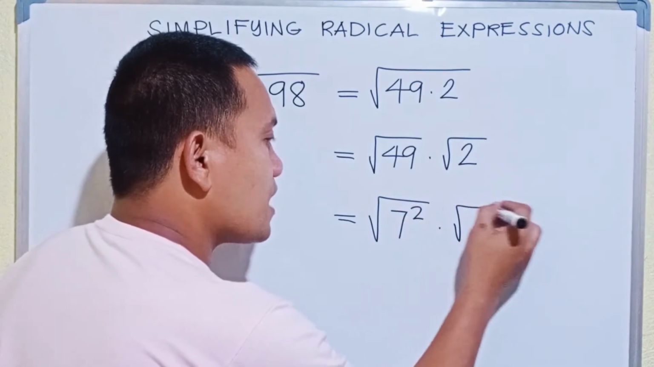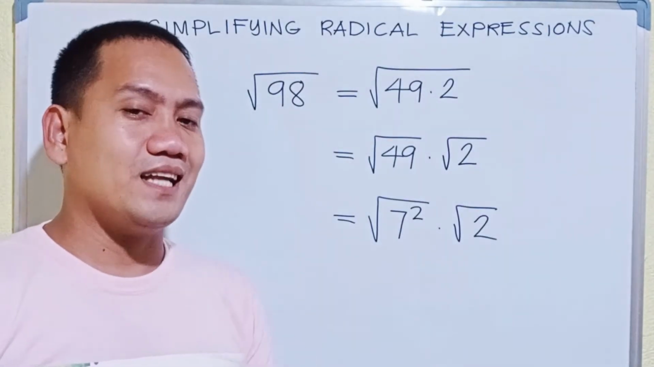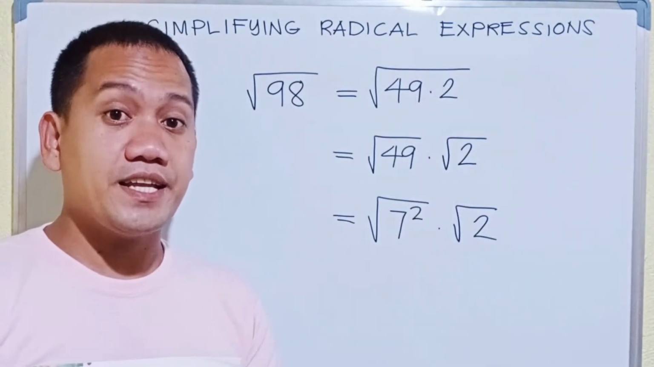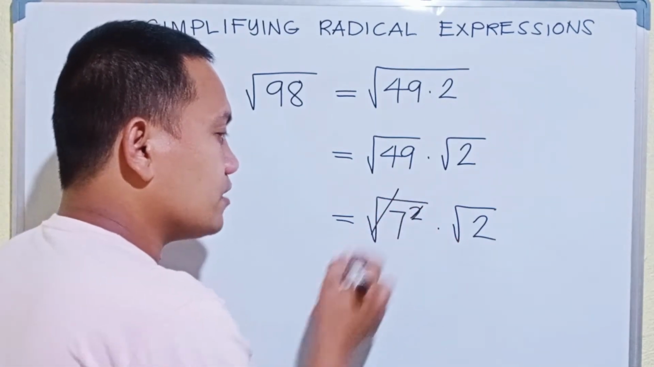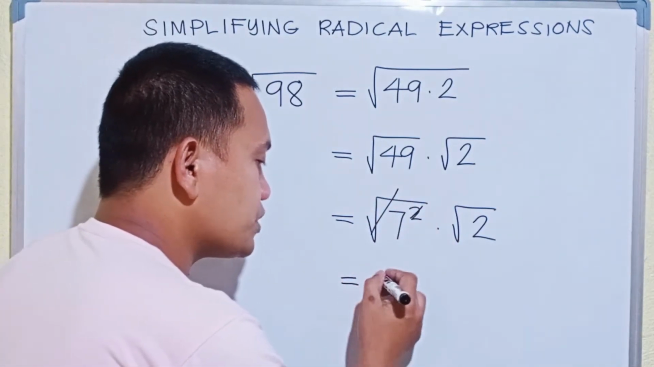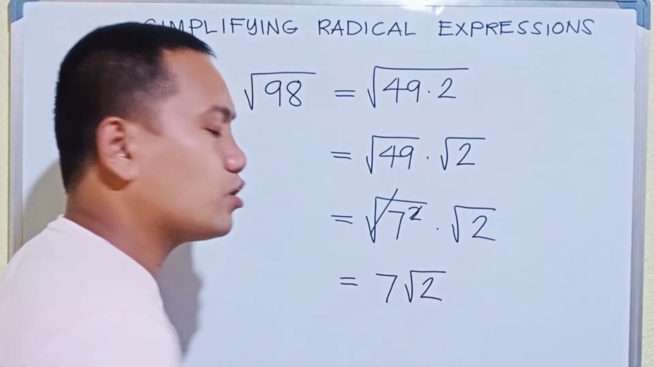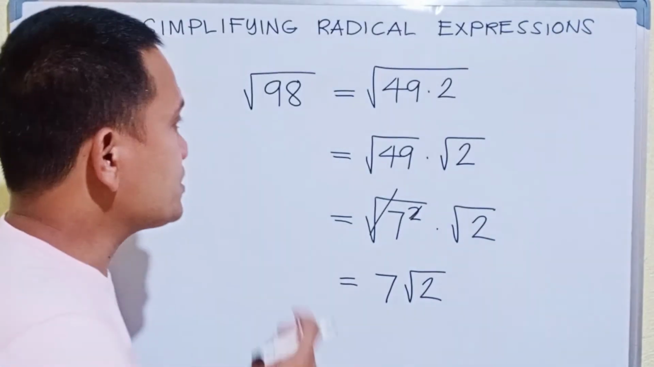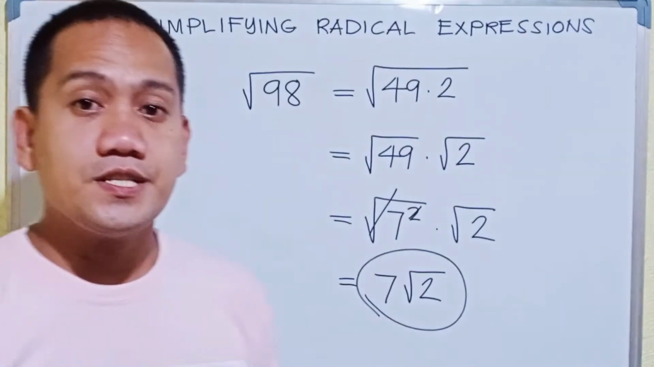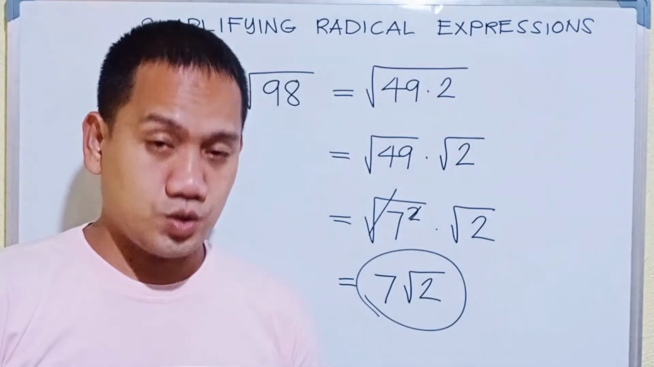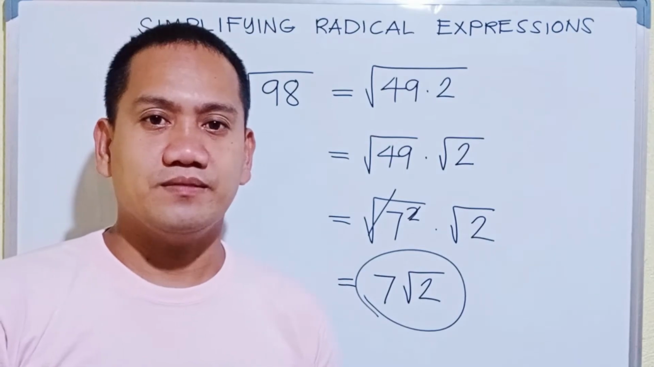Then we will simply copy square root of 2. In our first law of radicals, if our index and exponent are the same, then we can cancel this out, leaving our coefficient, which is 7, and we will simply copy the radical square root of 2. This means square root of 98 can be written in its simplified form as 7 square root of 2. So this is how to simplify our radical expression.